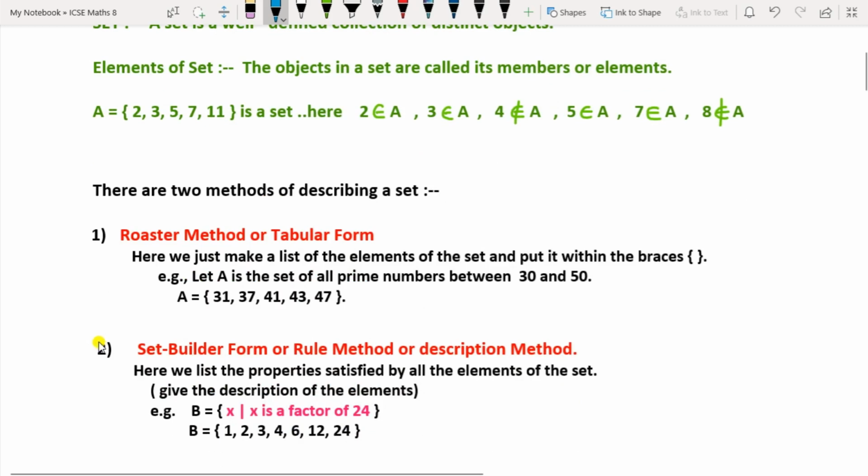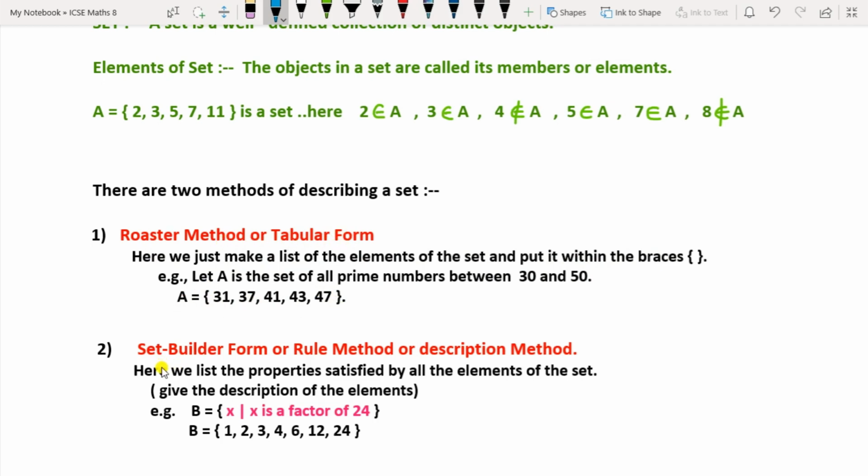Then there are two methods of describing a set. The first one is the roster method, or the tabular form. The second is the set builder form, or the rule method or description method. Roster method, or tabular form, means we just make a list of the elements of the set and put it in braces. Suppose A is the set of all prime numbers between 30 and 50; we list all those numerical values in the set. This method is called the roster method or tabular method.